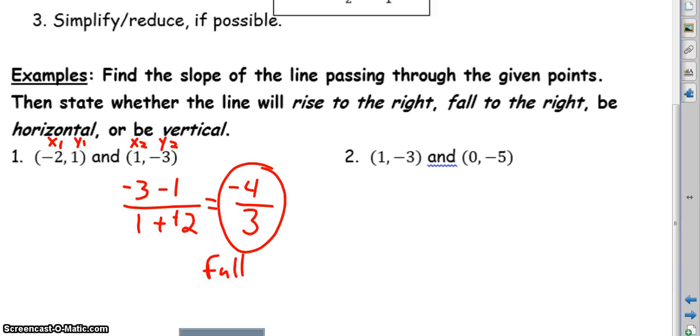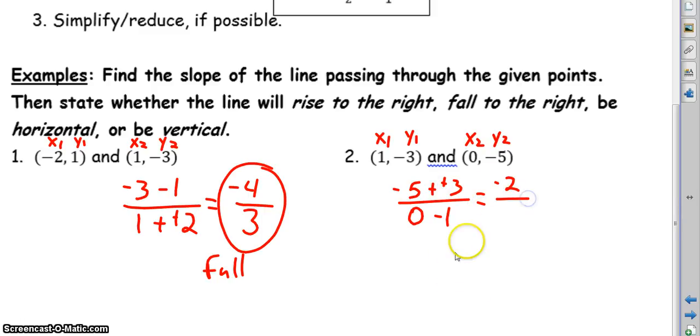Now in our second example, we have 1, -3, and 0, -5. So this is x1, y1, x2, y2. Plugging it into the formula would be -5 minus y1, which is -3, over 0 minus 1. So this would give us -2. And on the bottom, we would have -1. Now, because there's two negatives here, this actually reduces to +2. You can also write 2 over 1, but it's completely fine to just leave that as +2. Now, because it's a positive slope, this line will rise.